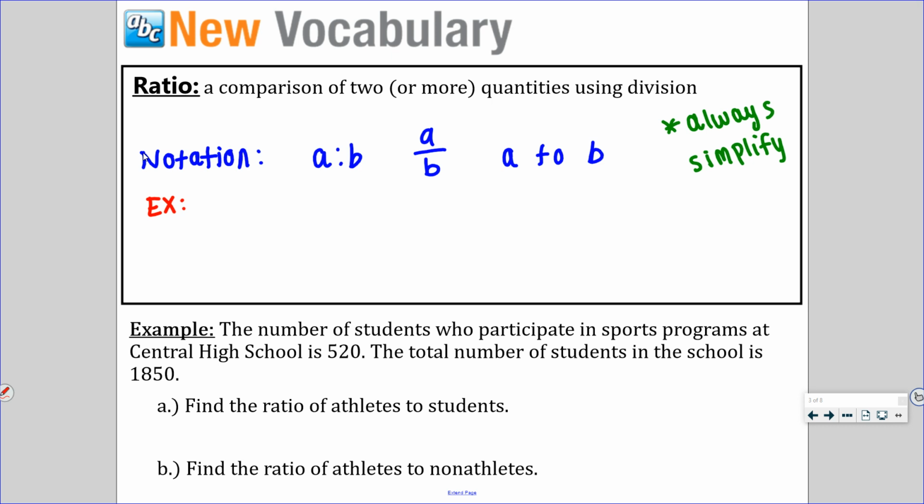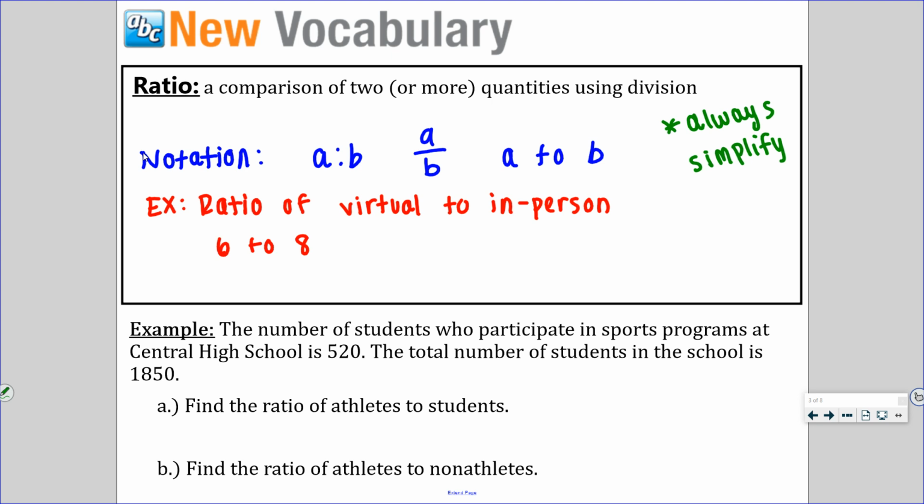Let's say the ratio of virtual students to in-person. Now, obviously this year we have a lot more people in person, but let's just say for every 6 virtual students, 8 people were in person. So 6 to 8 was our ratio here, our comparison.